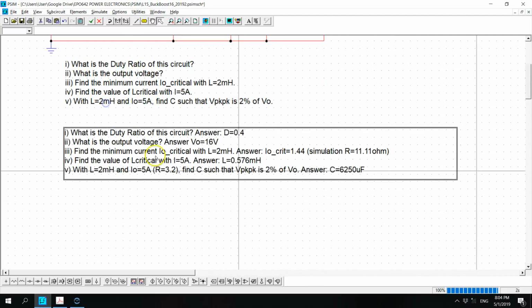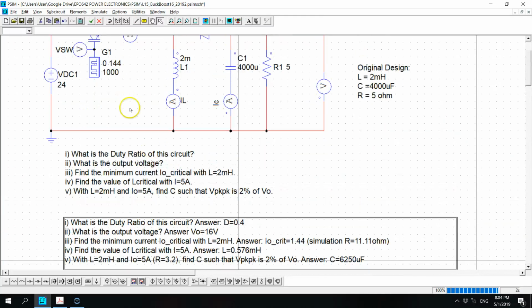exercise here. What is the duty ratio? You can quickly look into the angle from 0 to 144. That will give you the value of D equals to 0.4. With that 0.4 duty ratio, you can find what is the output voltage of the buck boost circuit. So it is 16 volt. So it's 24 to 16 volt.